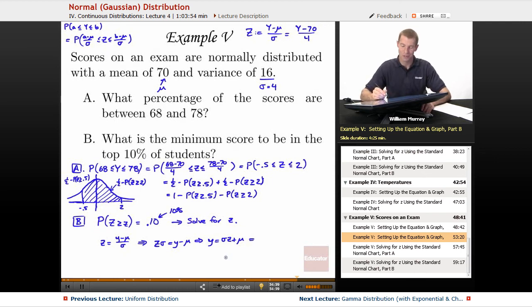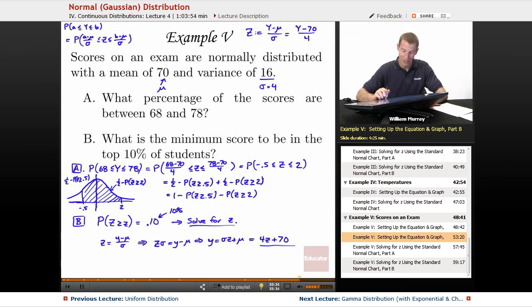I can fill in values of sigma and mu. I know what those are right now. Sigma is 4, and my mu was 70. 4z plus 70. So what I'll do is I'll solve for z. I'll have to do that by looking at the normal chart on the next page, and then I'll figure out my cutoff value for y after I figure out what z is, and that'll be the minimum exam score to get you in the honors category.